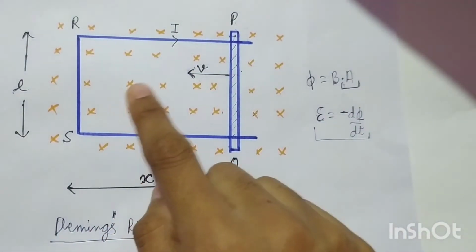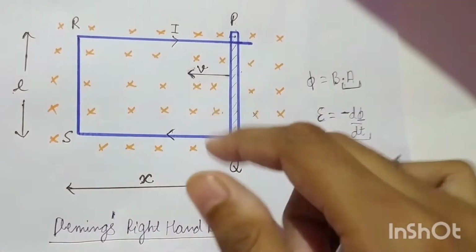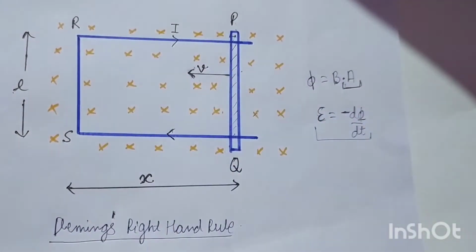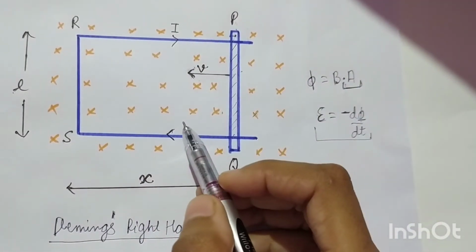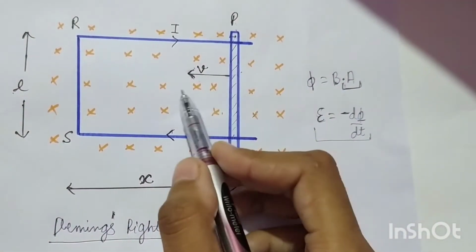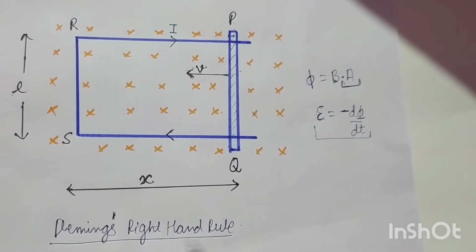In this loop also we can apply Fleming's right hand rule. The forefinger points in the direction of the magnetic field, inwards, and like this we can apply the rule and check the direction of current, or the motion of the conductor. You can easily find the direction of motion of the conductor from this rule.